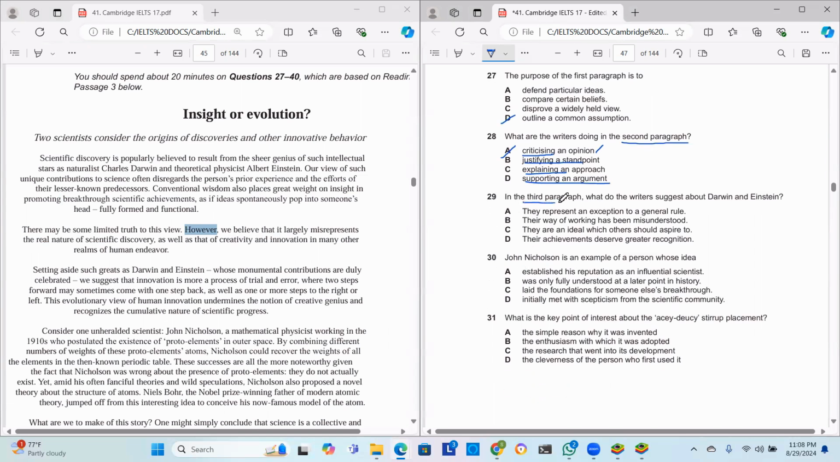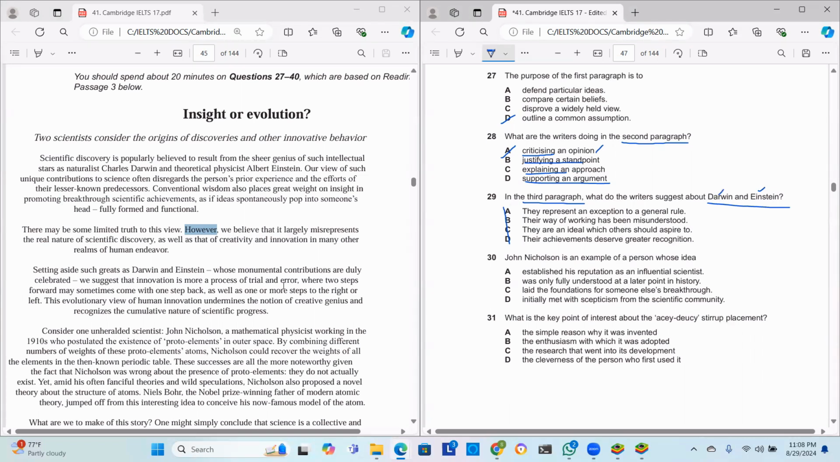In the third paragraph, what do the writers suggest about Darwin and Einstein? So these two are the keywords for us: Darwin, Einstein, and third paragraph. Let's not read the options twice. I am telling you again, don't read the options. Read the passage first and then come to the options. It will be very easy for you then. If you read the options first and go to the passage, then obviously you will get confused. There will be a lot of confusion. Don't do that. That is my suggestion.